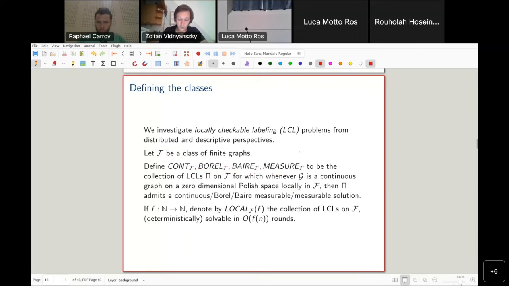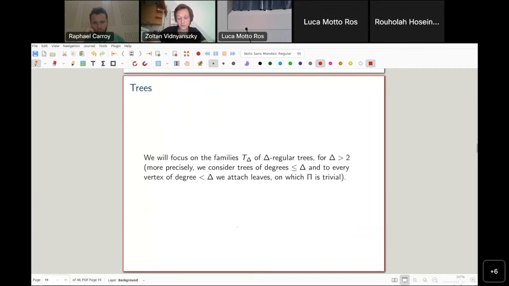And similarly, I can define these classes for distributed computing based on the number of rounds. There is this function f, and we say that a problem is in LOCAL(f) if we can solve it in this many rounds in the LOCAL model. This is a general definition, but in this talk I will consider only trees.